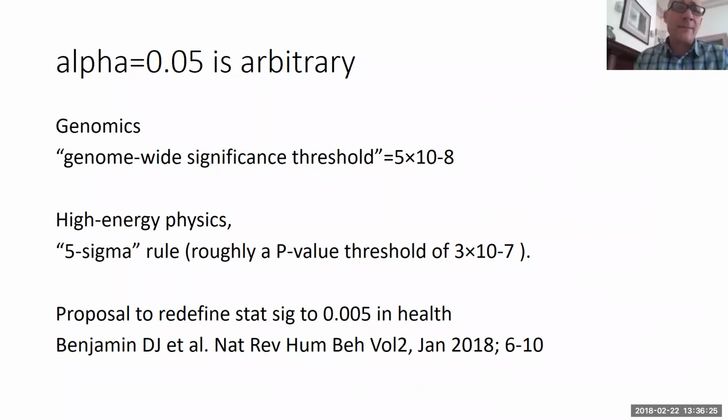Just to say that in other disciplines, alpha is set to an entirely different level. So in genomics, where multiple comparisons are done on different SNPs, the p-value, or the alpha, is set to a much lower value of 0.705. And in high energy physics, they use a 5 sigma rule, so roughly 0.603. Alpha 0.05 is actually a 2 sigma rule. There is a proposal to redefine statistical significance in health to a 3 sigma rule, which would be 0.205.